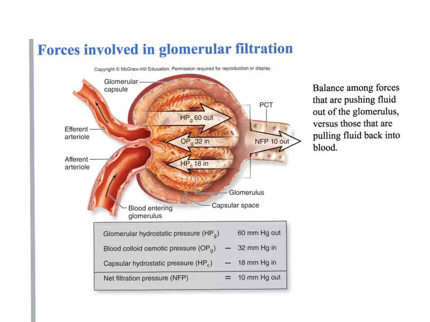So the balance of that, if you want to, you could tally it up. 60 minus the opposing pressures, 32 and 18, gives you your net filtration pressure. In the glomerulus, it's about 10 millimeters of mercury. So balance among these forces.